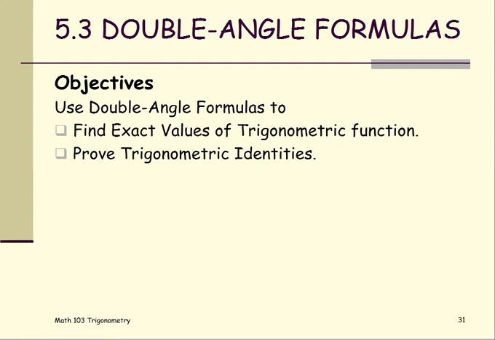Section 5.3 Double angle formulas. In this section we are going to use double angle formulas to find exact values of trigonometric functions and also use them to prove trigonometric identities. Let's get started with what we did in the last section, which is about the sum formula of the sine.